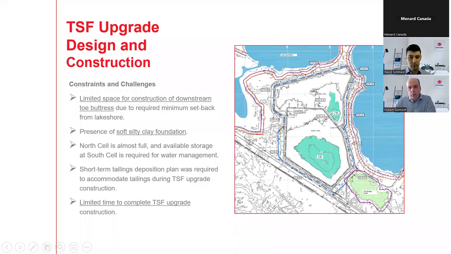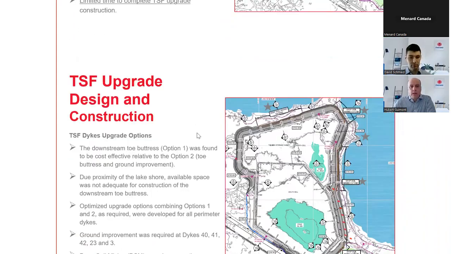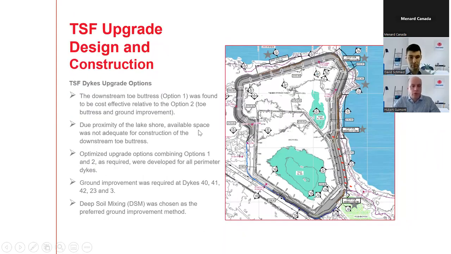So pretty much a very confined site, and the soil deposit was very soft and silty clay, so it really needed an upgrade, and there was limited time also to do the work. So many options were checked. The first option, of course, was the buttressing, just the toe buttress, trying to improve the stability just by adding material, as we discussed at the beginning of this presentation.